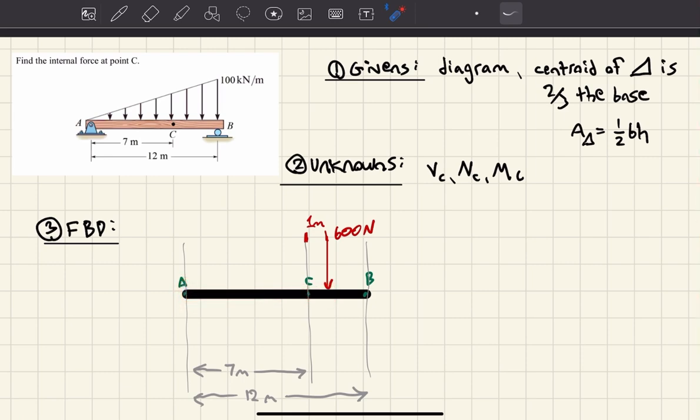Amazing. What other forces do we have? We've taken care of the distributed load. How about the other external forces? I see a roller connection right here and a pin connection like so. So I have a BY, and I have AY, AX. I'll add those like so.